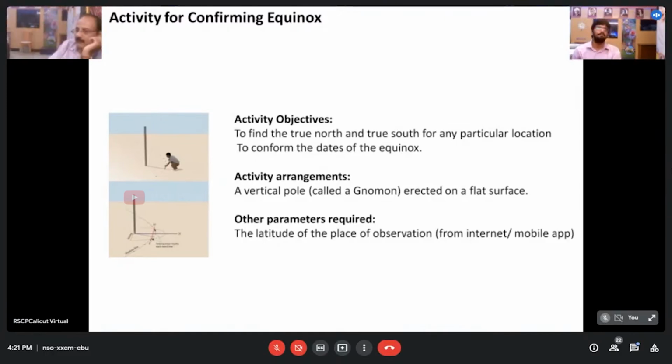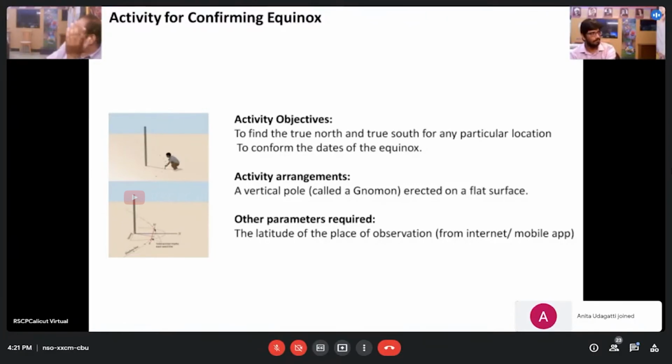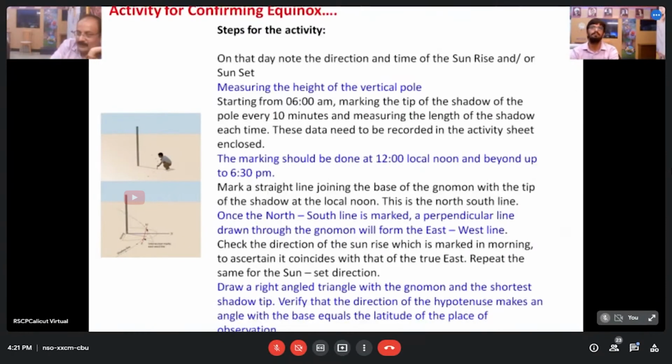And you should have a vertical pole, like the sundials and all those things. Technically, we call this a gnomon. And then you should know the latitude, because we are going to measure certain things to confirm whether equinox is actually on 23rd September. So you should have prior knowledge of the latitude instead of actually waiting. You can find out the latitude of your place with electronic gadgets, charts, the internet or a mobile app.